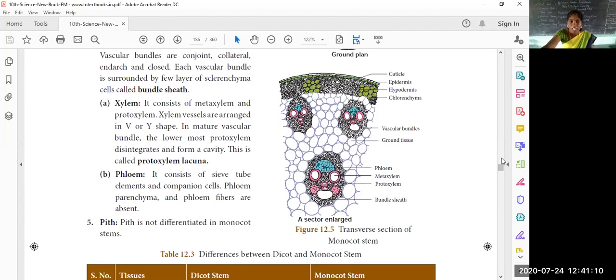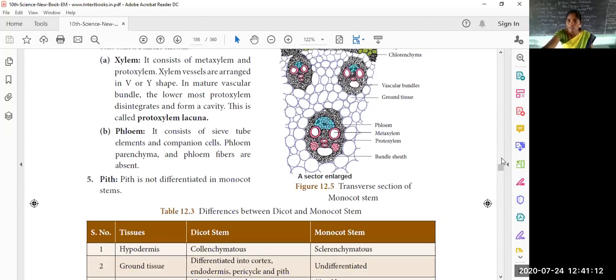Next, phloem. It consists of sieve tubes. Sieve means numerous holes are present in the filter, so sieve means filter. So, sieve tube elements and companion cells. Phloem parenchyma and phloem fibers are absent here. Next, pith. Pith is not differentiated in monocot stem. There is no difference in the pith in monocot stem.